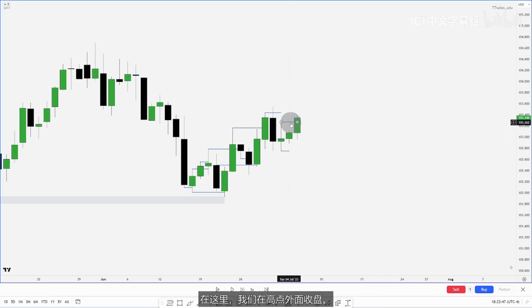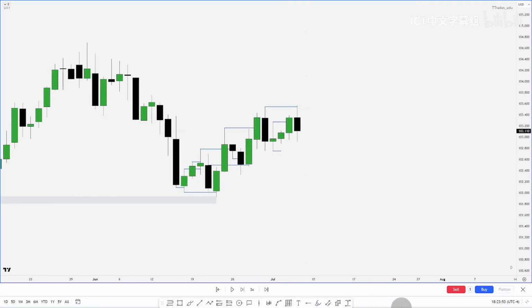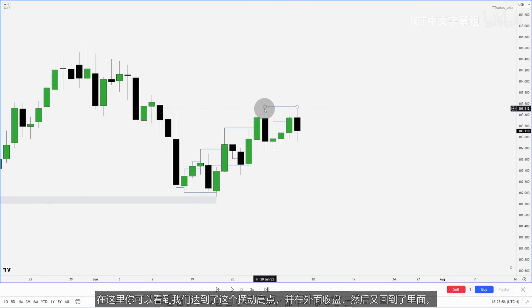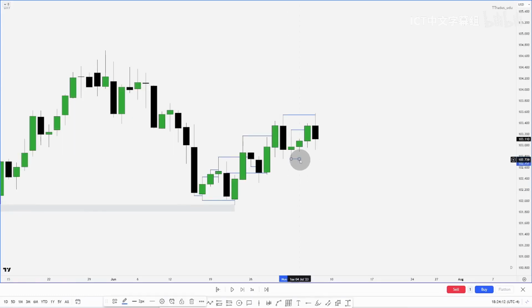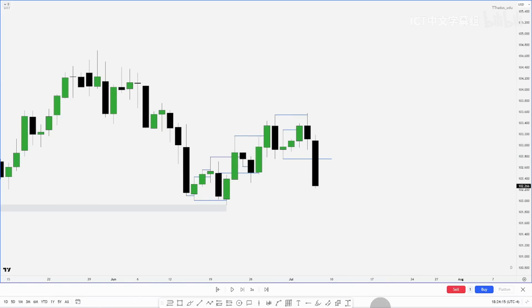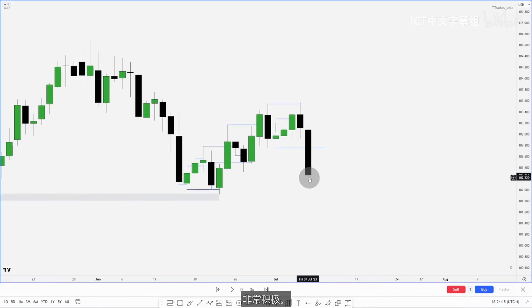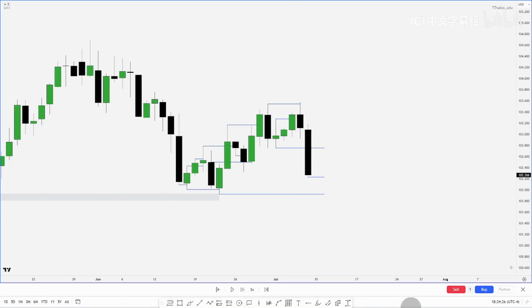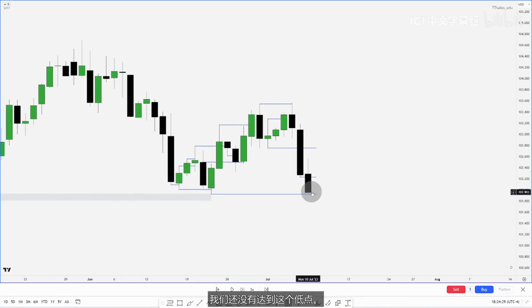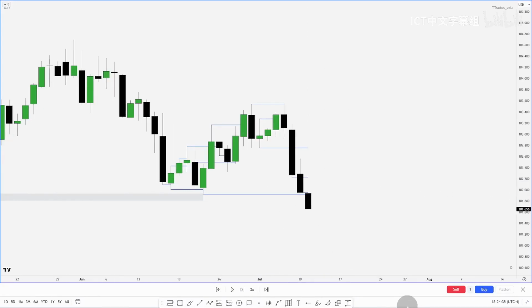Here we get a closure outside that high. Now what can we use? We can use this swing point in the market. Here you can see we reach above this swing high, can't close outside of it, and close back in. From here, we can look for previous day low or a swing point in the market, which we already have marked out. Here we get displacement down, very aggressive, so we already took this low, so we can look for either previous day low or a swing point in the market. We haven't yet reached this low, still closing out, so either previous day low or this swing point.